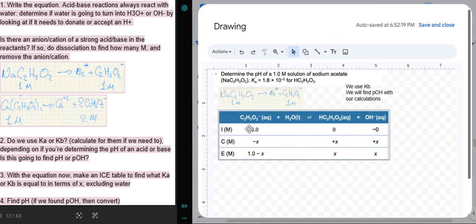We have 1 molarity of that and nothing here. So it'll be a forward direction. So it's minus x. Same thing as the previous question. Now after we're done with this third step, now we find pH.